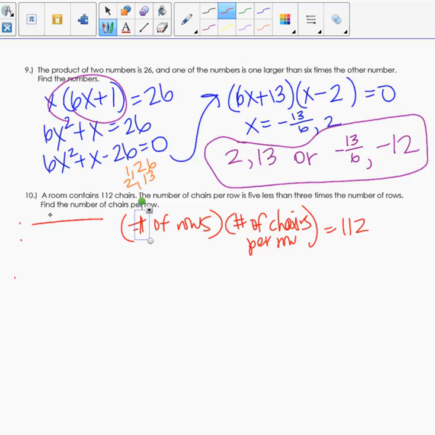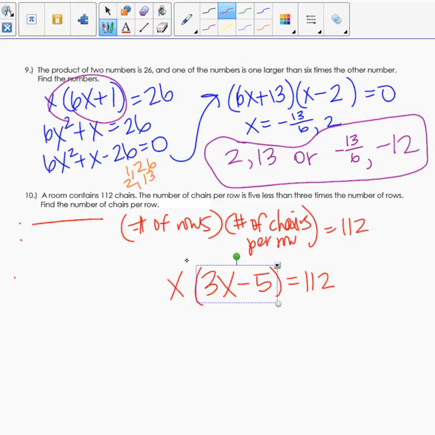All right, well, we obviously don't know either of these things, okay? So it says the number of chairs per row is 5 less than 3 times the number of rows. Well, I don't know how many rows there are. I'm going to call that x. But I do know the number of chairs per row is 5 less than 3 times that. So 3x minus 5.